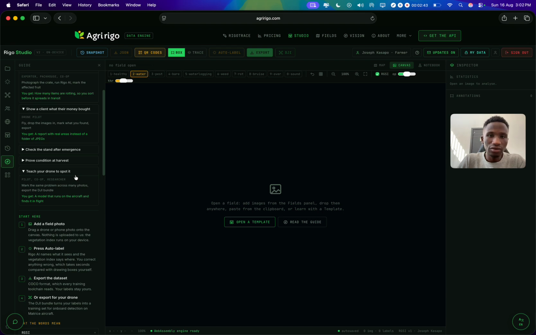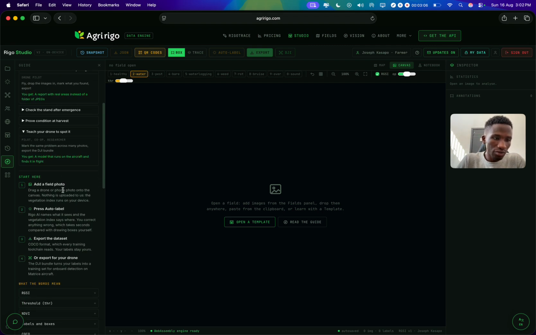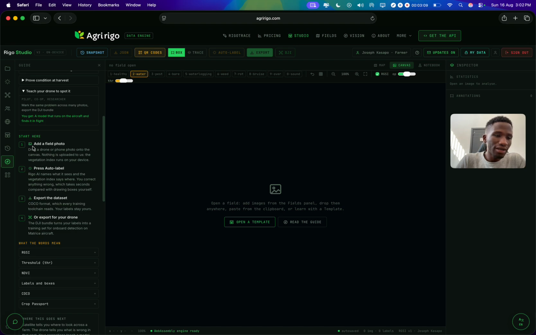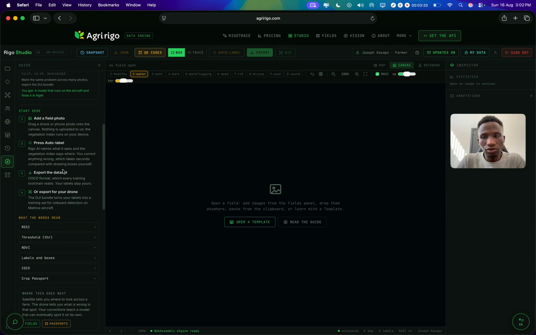By the way, yeah, we do have the DJI SDK. We do have the software development kit by DJI, and we have certain components that are embedded within Rigo AI. You could export and import it in your drone, your DJI drone to be specific. So you could mark the same problems across many photos and export the DJI bundle within Rigo Studio. This mark in here on number 1 will symbolize add a field photo. This mark in here, just right here, will symbolize press auto label. So you could auto label, you could also manual label. You could auto label and manual label at the same time.